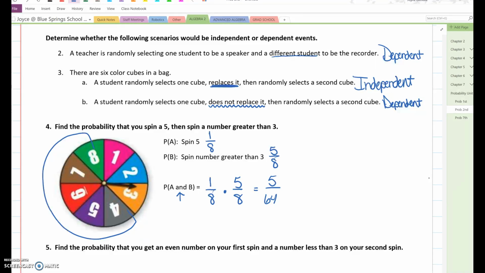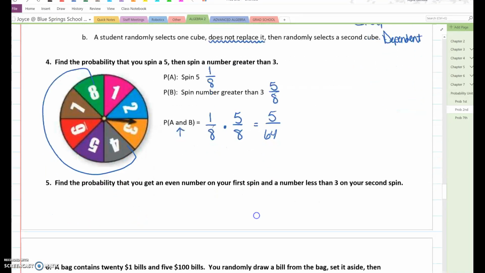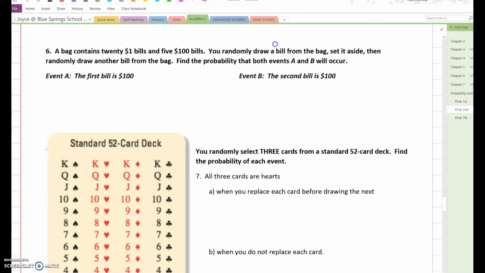Okay, thumbs up, thumbs down. How do you feel about this multiplying probabilities thing? Basically the same as what we did yesterday because I taught you the shortcut yesterday. So let's skip to number 6 on the back.